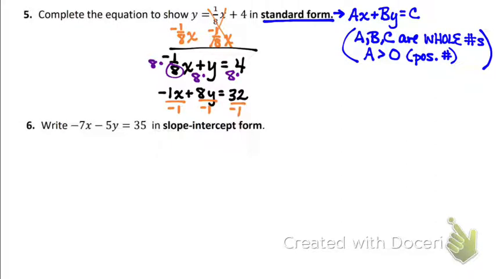Because if I multiply something by 1, will it change? If I divide something by 1, will it change? No. So if I multiply or divide by negative 1, the only thing that's going to change is my sign. What is negative 1x divided by negative 1? Positive 1x. So I can just write that as x. What is 8y divided by negative 1? Negative 8y, so x minus 8y equals negative 32. X and y on the same side? Everybody's a whole number? Leading coefficient is a positive number. Then it is in standard form.